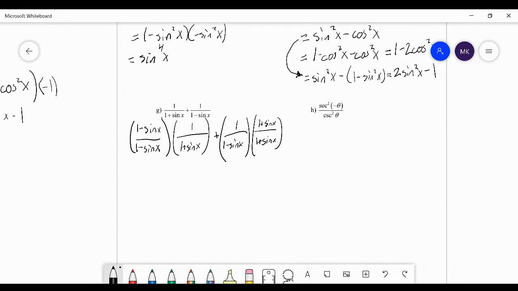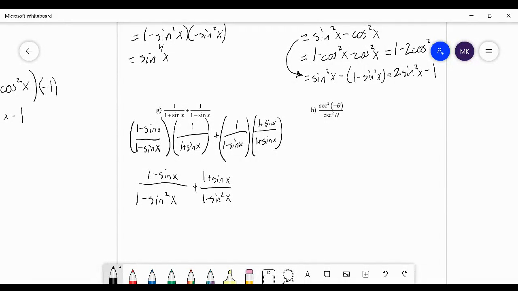So what this ends up becoming, if we look at the denominator, 1 minus sine x times 1 plus sine x, that ends up being the difference of squares. And so our denominator here, we're going to have 1 minus sine x in the numerator. Our denominator is just going to be 1 minus sine squared x. 1 plus sine x, and then 1 minus sine squared x.